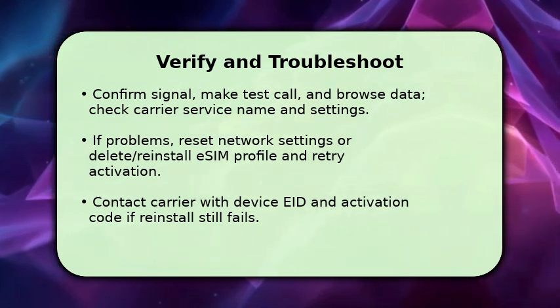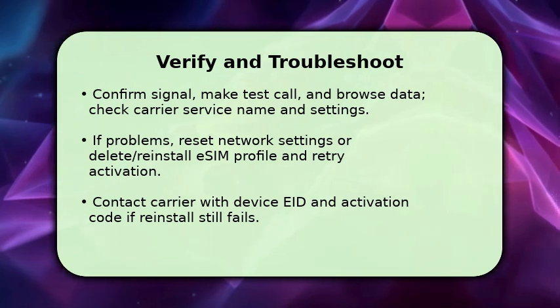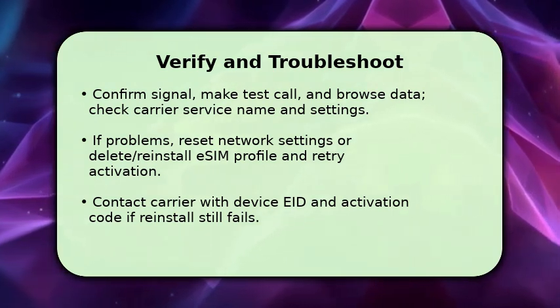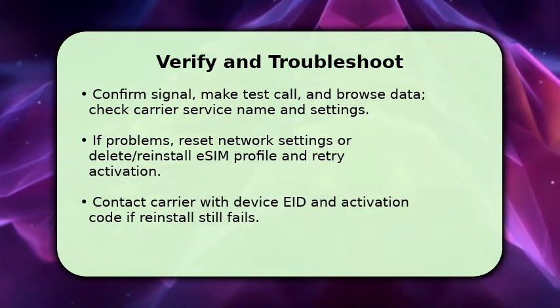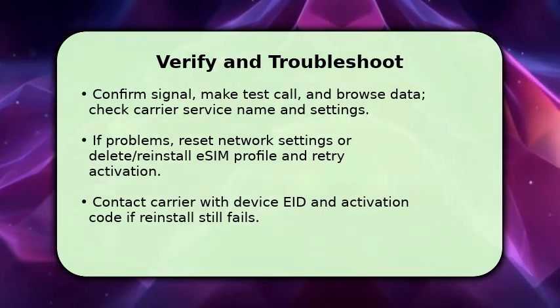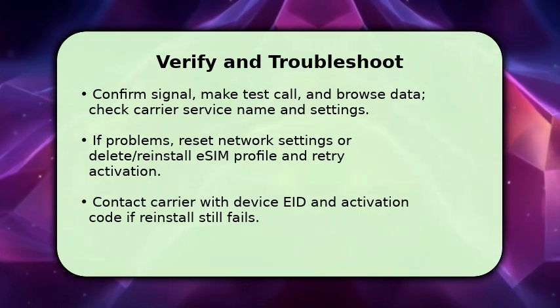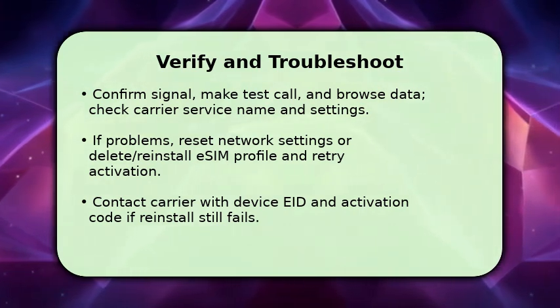If that does not help, remove the eSIM profile and reinstall using the original QR or manual details. This often resolves provisioning hangs. If you still get errors, contact your carrier with the device ID and activation code for direct support.